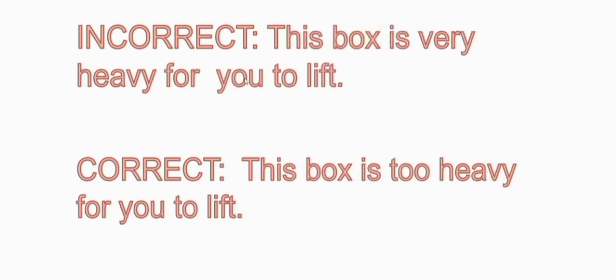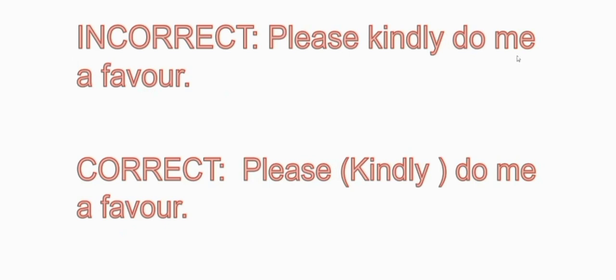This box is very heavy for you to lift. So you can use the too construction. This box is too heavy for you to lift. Please kindly do me a favor. You cannot use both the words. You can use either please do me a favor or kindly do me a favor. Next incorrect sentence is I do not know how to ride a horse. I do not know to ride a horse is wrong. I do not know how to ride a horse is the correct sentence.